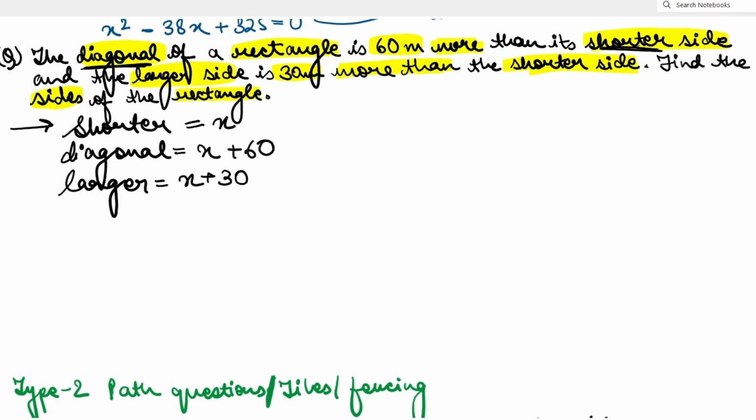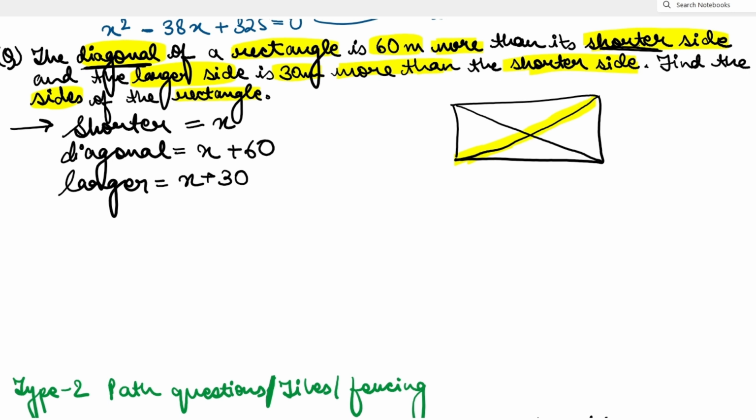Now we'll use the Pythagoras theorem again, but before that, we'll understand the formula of a diagonal in a rectangle. So this is my diagonal. If we consider this particular portion, this is my hypotenuse, this is my base, and this is my length. So it becomes h square is equal to L square plus B square.